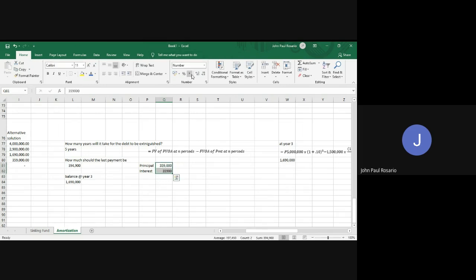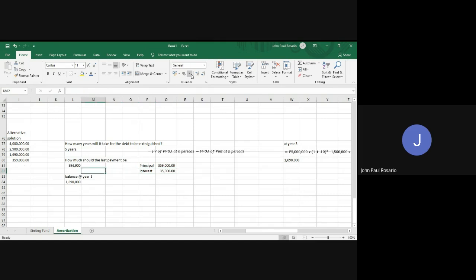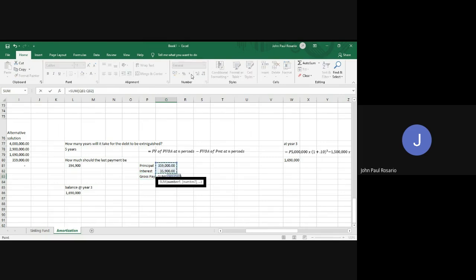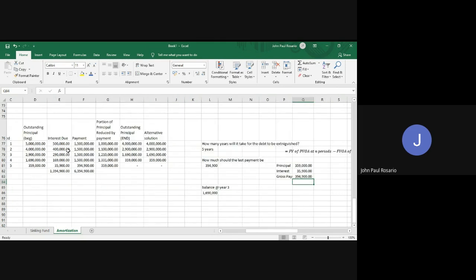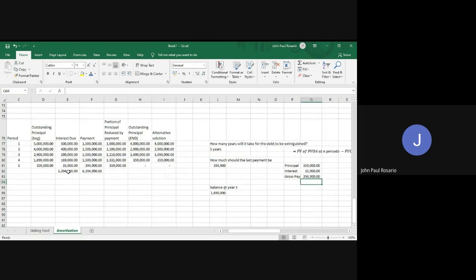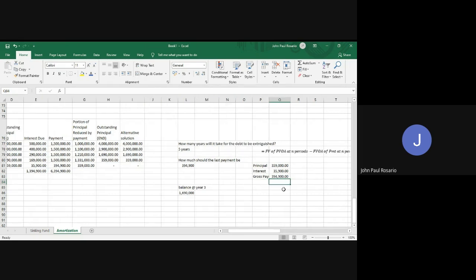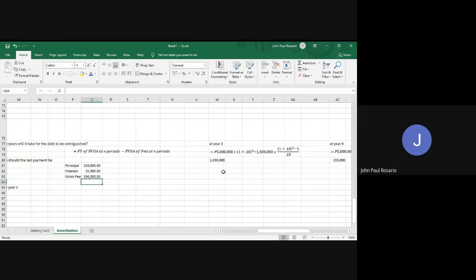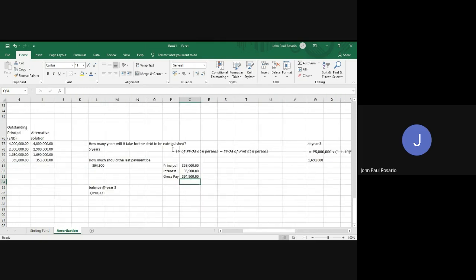So the gross payment dayon would be the gross payment at year 5 would be this one. 394,900, which is naadiri sa tong table as shown here. For our balance at year 3, yeah, we got it through this formula. So this is like balance. Muna siya tong formula ha for this one.